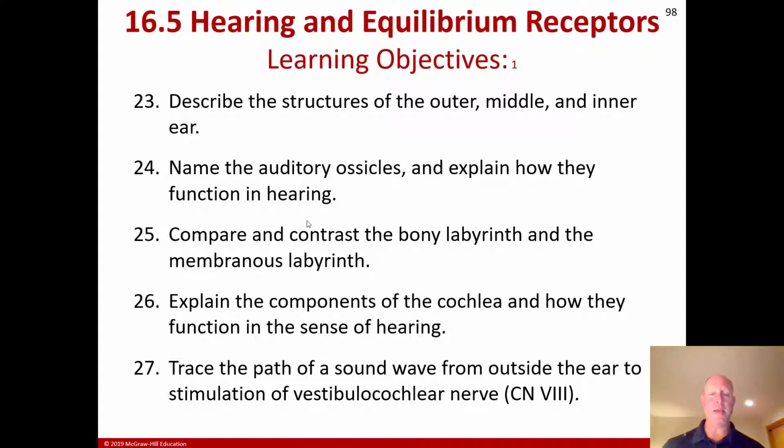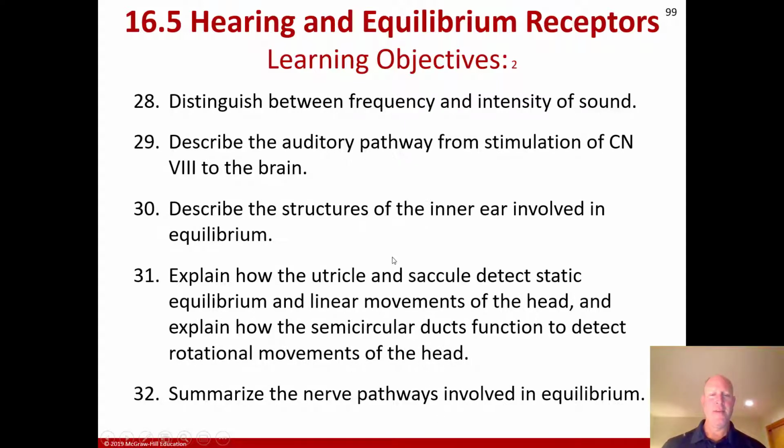Compare and contrast the bony labyrinth and the membranous labyrinth. Explain the components of the cochlea and how they function in the sense of hearing. Trace the path of a sound wave from the outside of the ear to the stimulation of the vestibulocochlear nerve, CN8. Distinguish between the frequency and intensity of sound. Describe the auditory pathway from stimulation of CN8 to the brain.